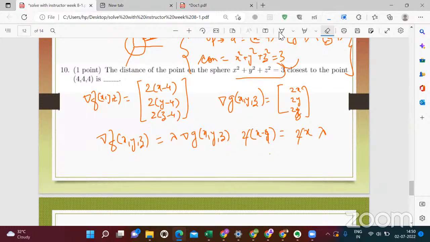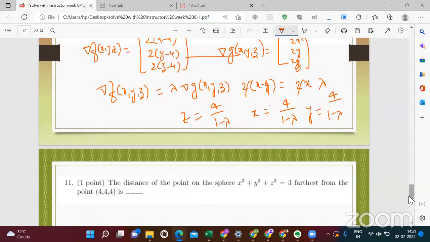What value will you get? X should be equal to what? I took 4 minus x, but I got x equal to 8 by 2, 1 minus lambda. Yeah, that's what I got, 8 by 2. Similarly, these equations are the same, so you'll get y also the same, lambda, and z also the same. Right?